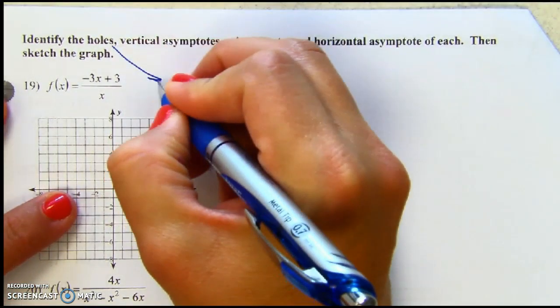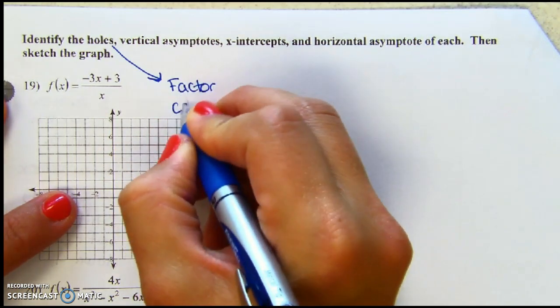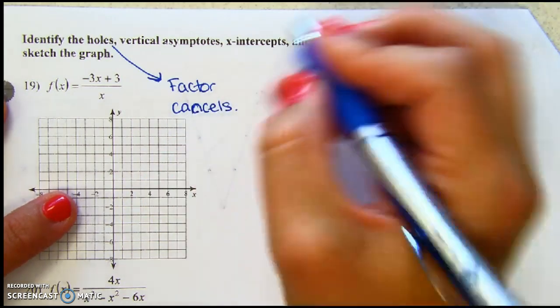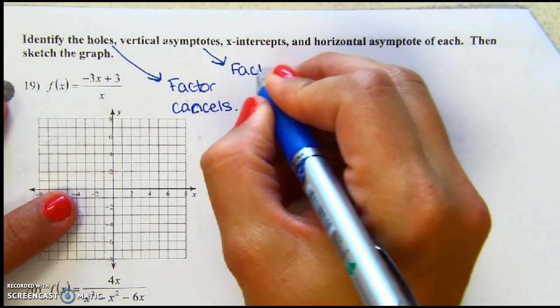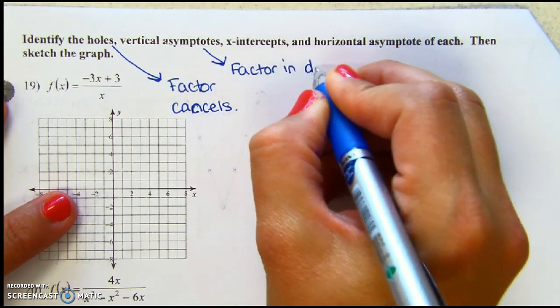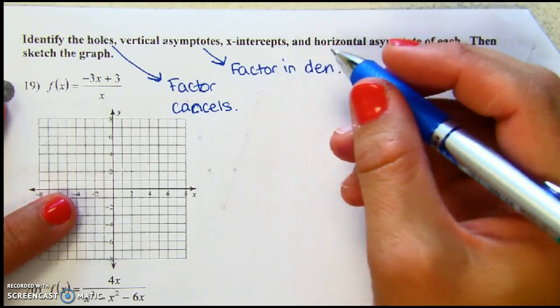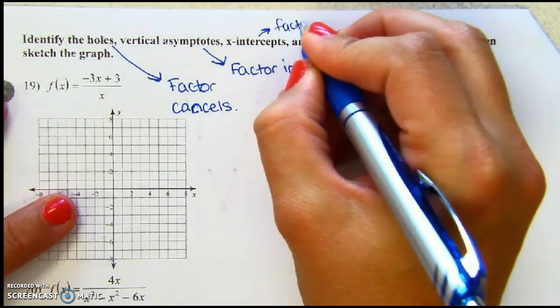But a hole, how do you get a hole? A hole is when a factor cancels. How do you get a vertical asymptote? It's when a factor doesn't cancel. So it's a factor in the denominator that didn't cancel. X-intercepts come from the factor in the numerator.